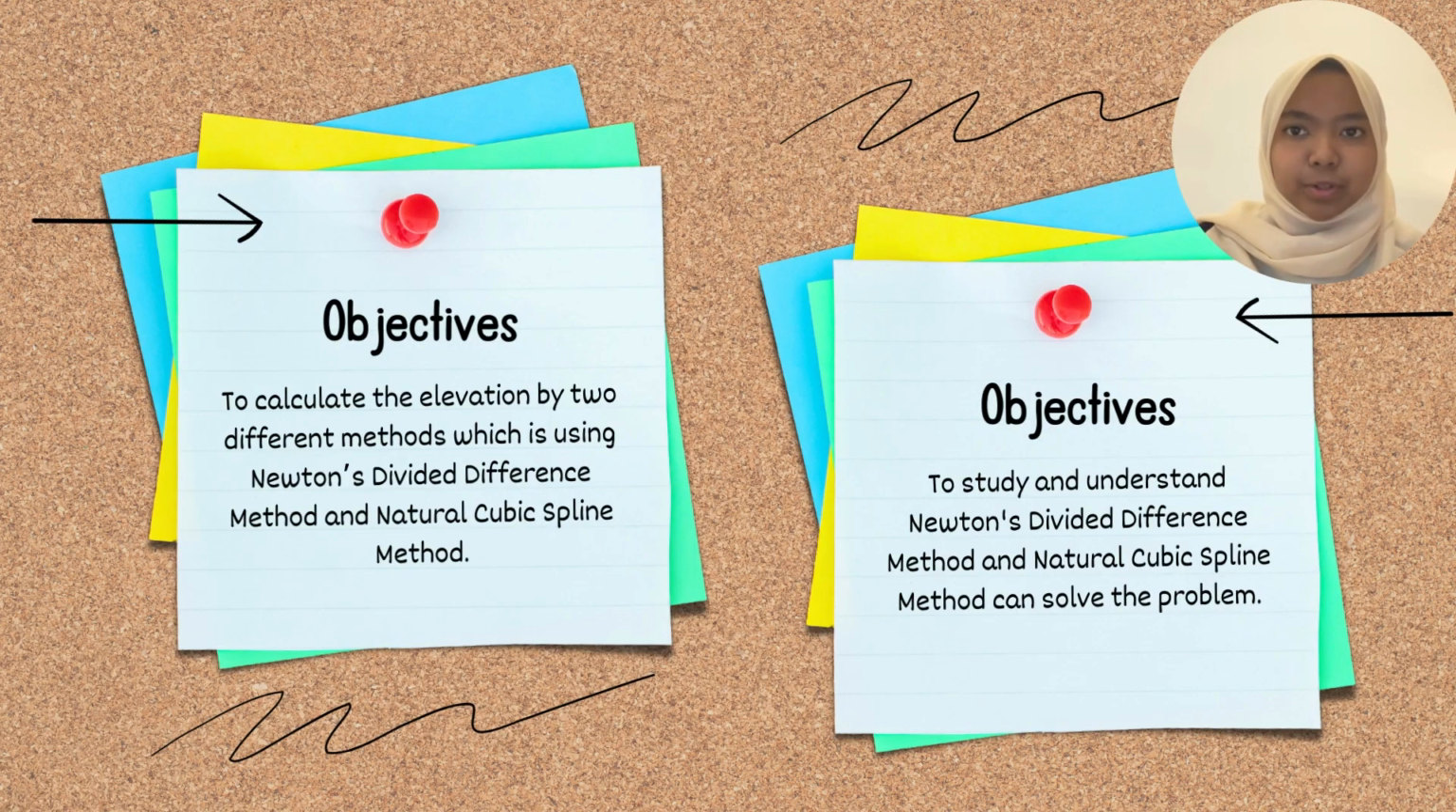My name is Amira Sharif. I'm going to present to you about objective and literature review. For objective, there are two objectives for this project. The first one is to calculate the elevation by two different methods, which is using Newton divided difference method and natural cubic spline method. The second objective is to study and understand how Newton divided difference method and natural cubic spline method can solve the problem of this project.